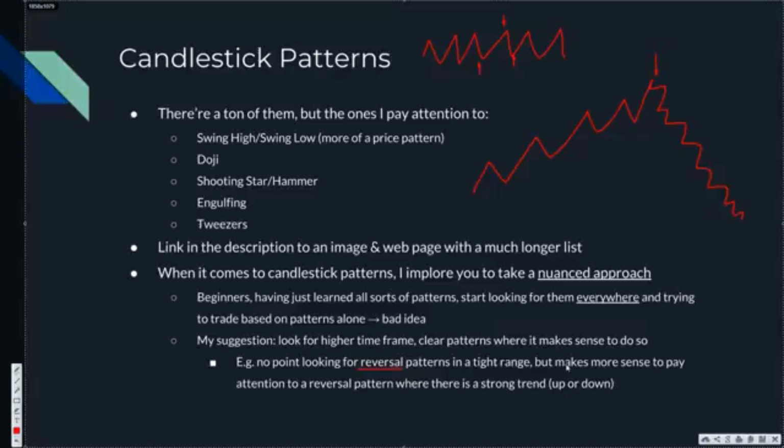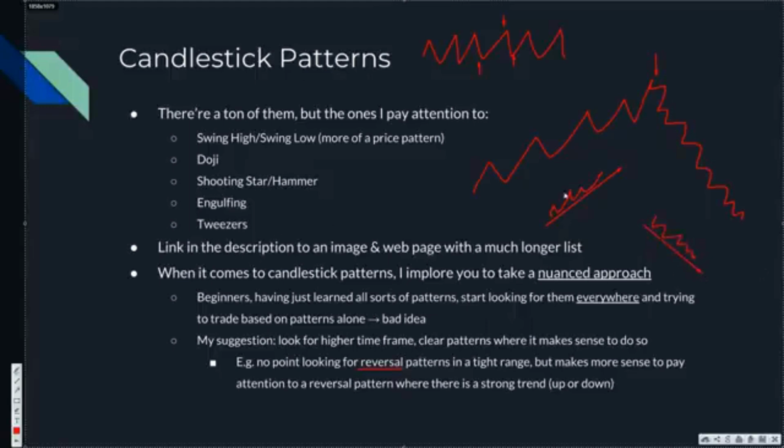In my opinion, it makes more sense to pay attention to reversal patterns where there is a strong trend up or down. And the trend, even in the most non-technical sense, is basically a discernible direction of the market, right? So is the market trended up, an uptrend? Is it making higher highs and higher lows? Something like this. Or is the market trending down and making lower highs and lower lows, okay?